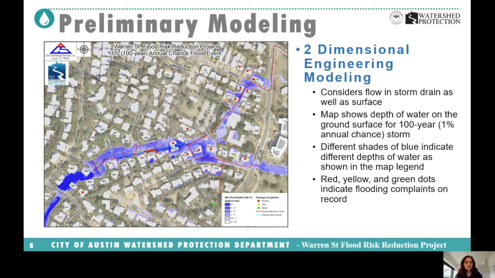So the darker the shade of the blue, the deeper the water is, and the lighter, the less deep the water is. And the dots in the map are showing the complaints, the flooding complaints in the area.